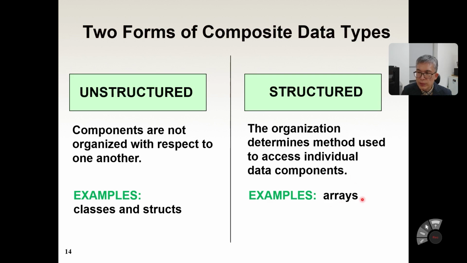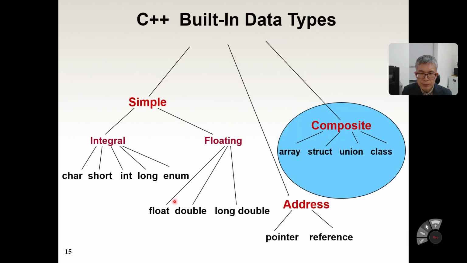In the array case, the array items are all the same type. It is called a homogeneous data type. But classes and structs are heterogeneous because the members are not the same type.